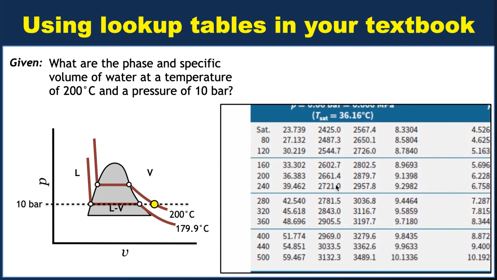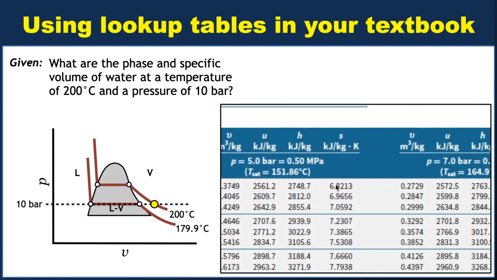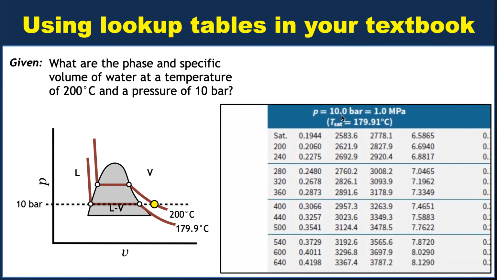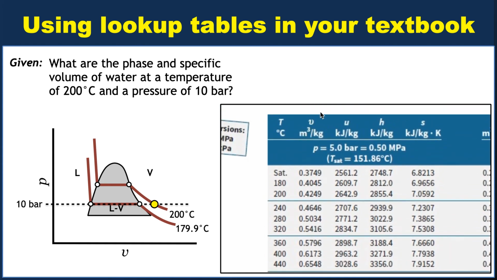This is temperature over there. So to find the pressure first, we look in all of the table headings. The pressure is increasing. 5 bar, 7 bar, 15, I overshot. There it is, 10 bar. So this is the correct pressure, 10 bar. The temperatures are over here on the left. And we already know that the saturation temperature is 179.9 C, but we're interested in 200 degrees C.